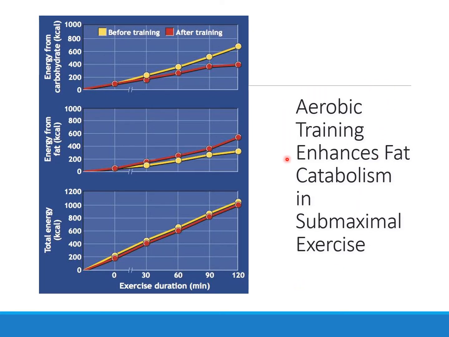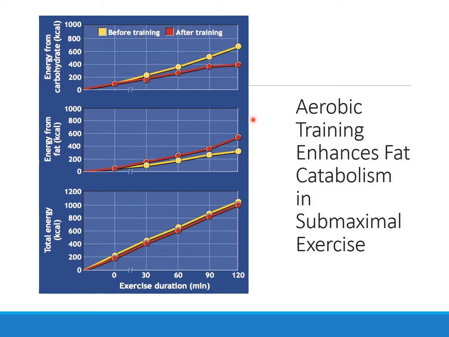So aerobic training enhances fat catabolism in submaximal exercise. And this makes sense. If you go back to your hormone lecture, you're going to see that there are actually hormone changes that elicit this fat catabolism, or fat breakdown. So you can see that the energy from carbohydrates that you initially use with training falls off, and the energy you get from fat starts to increase as you get more trained.